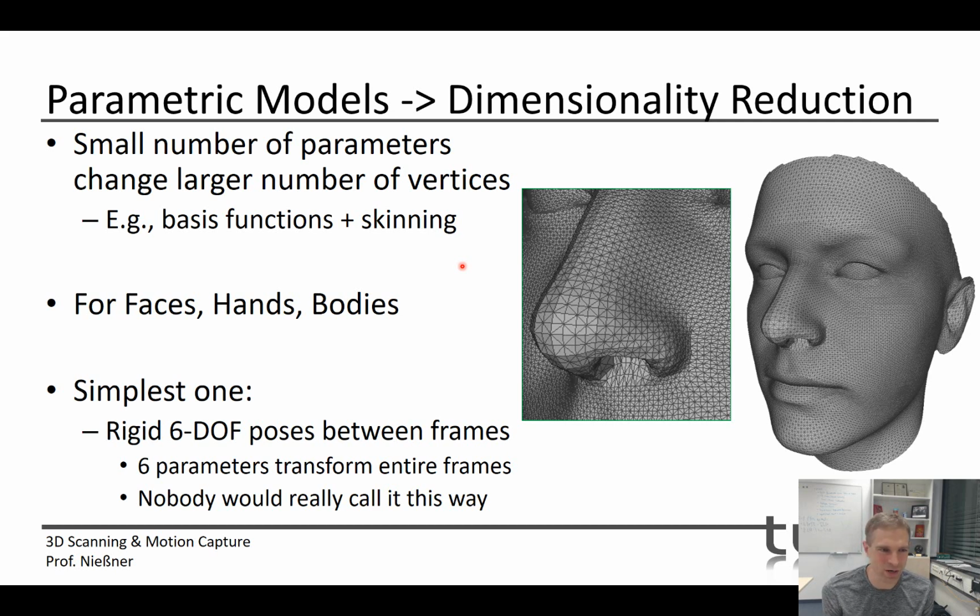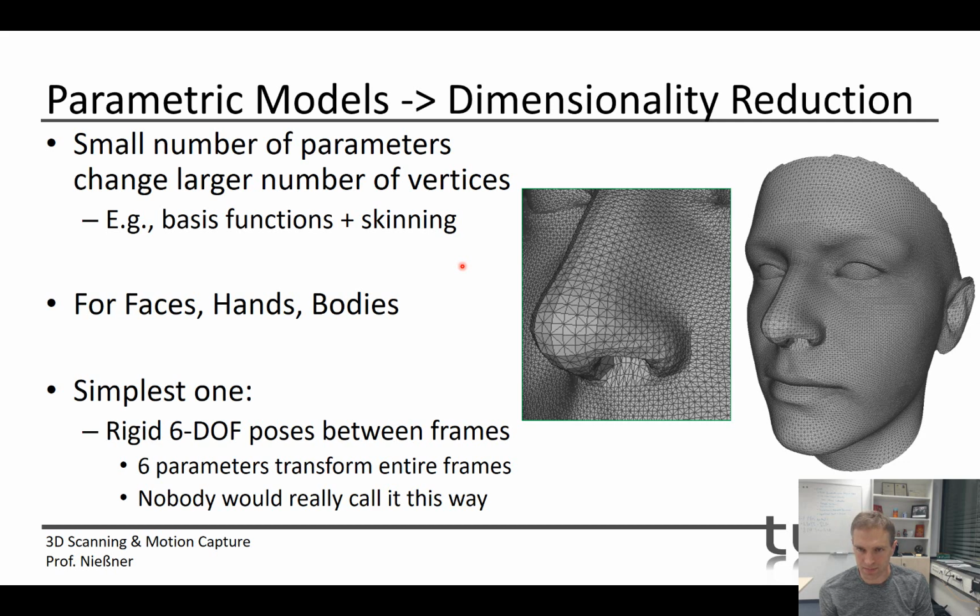I'm not sure if this is the greatest example here. You can imagine, if you have a rigid 6-DoF pose between two frames, that's a very strong prior, because that means not every vertex between two frames could move arbitrarily. We only would have 6 parameters to deform entire frames. Well, we wouldn't necessarily call it this way, but it's the same idea. What we want to do right now is for faces, except instead of 6 DoF, we want to have a few more. And this is what I would like to talk about in the next few minutes, basically.